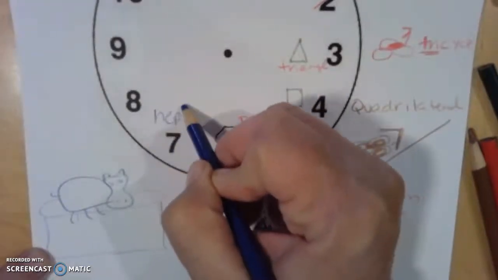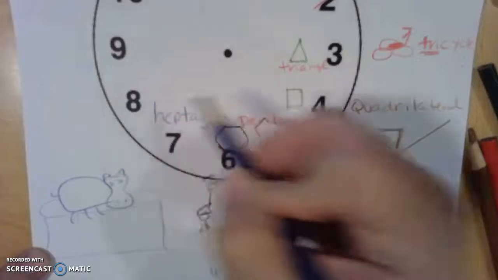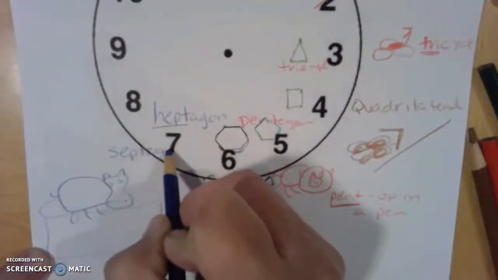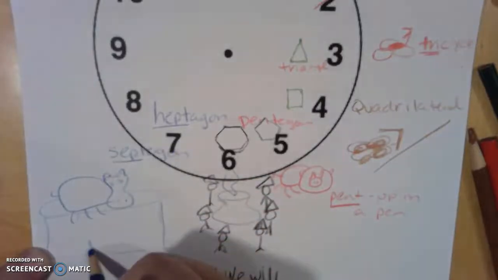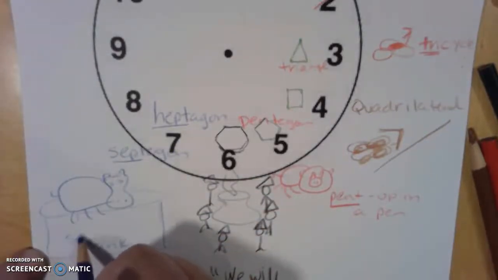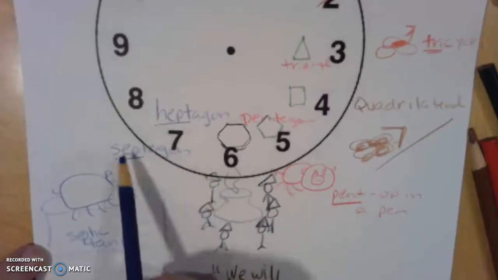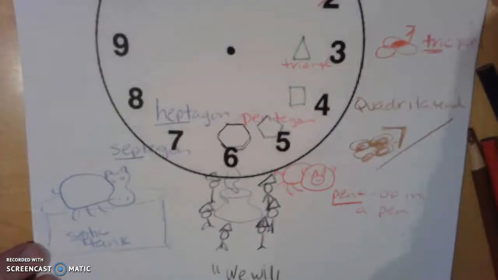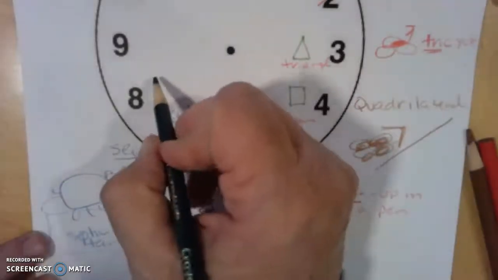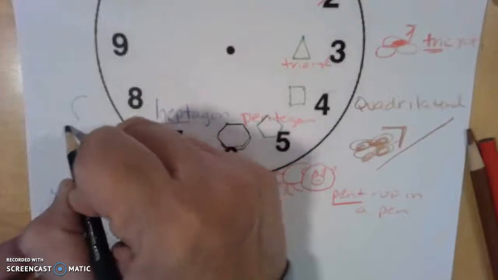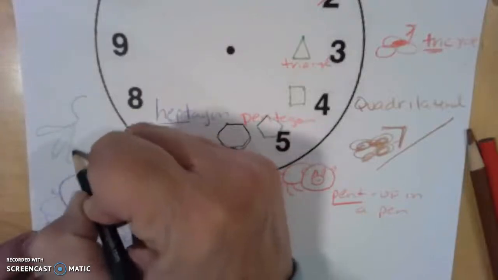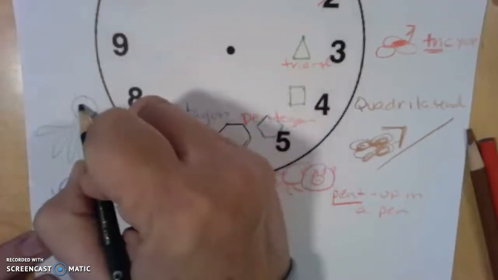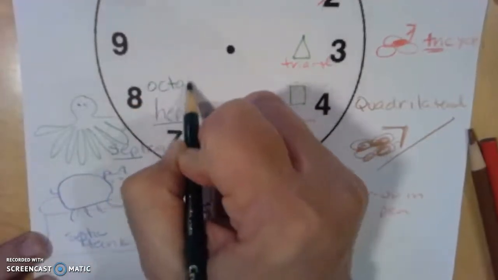A heptagon, okay, hippo, heptagon, and a septagon, septic tank. I'll put septic tank, septagon, heptagon. All right, everybody knows what the 8-sided figure is. The 8-sided figure is named after an octopus. 3, 4, 5, 6, 7, 8. Okay, so an octagon.